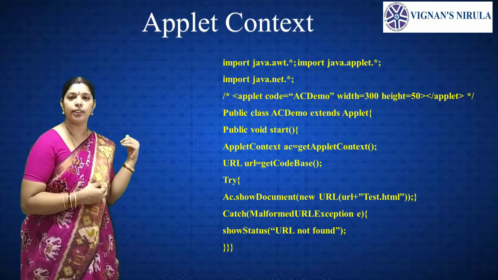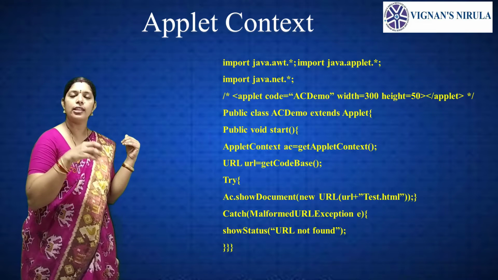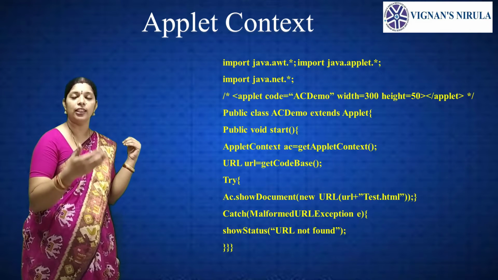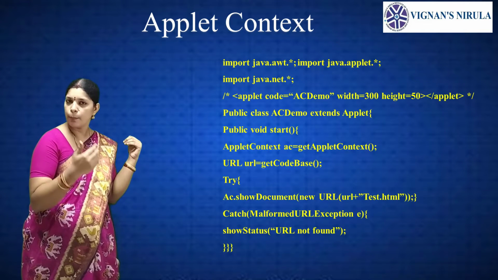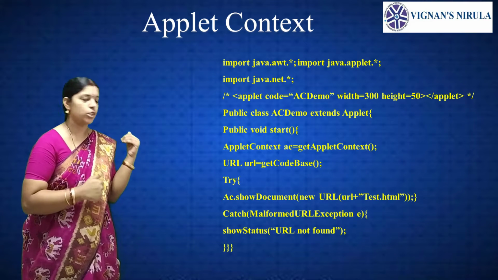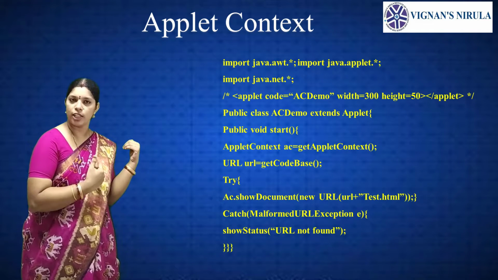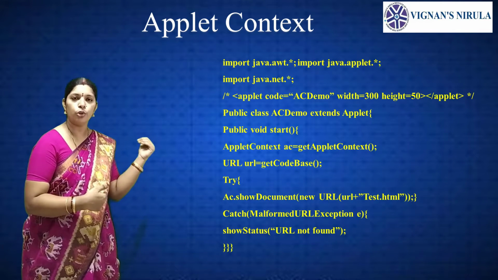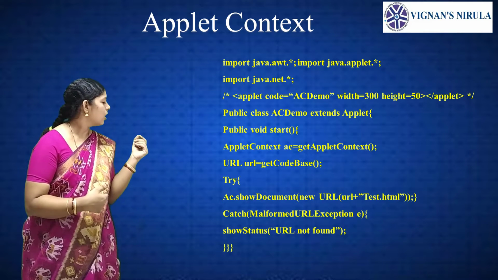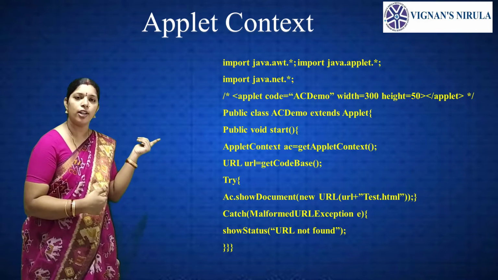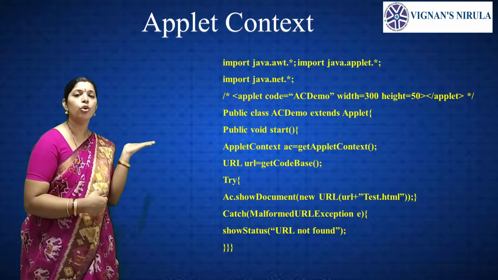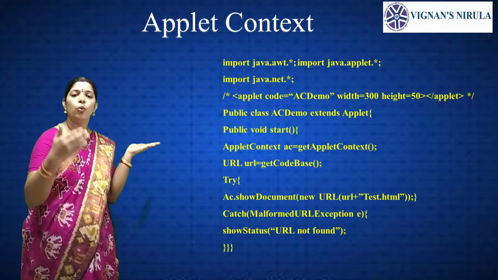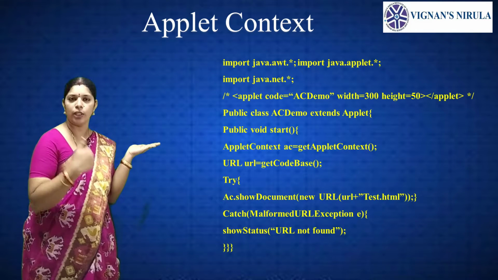After that we are using the try catch. In the try block we are inserting one particular URL, and with that URL we are showing the contents, the documents that will be present in the particular web page. So here AC, that is the applet context object, dot showDocument. We have to show the document of the new URL, the particular URL we are giving, that is URL plus test.html. So that is the showDocument. We are using showDocument to show the contents that will be in any particular URL.